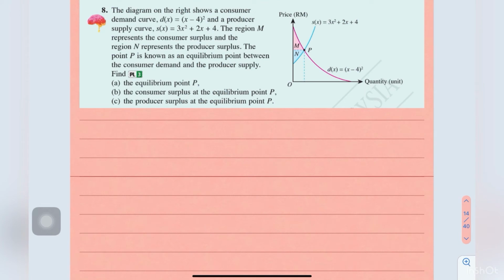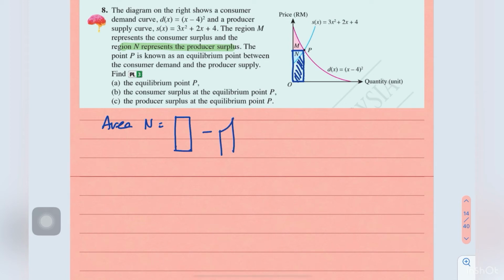8C, find the producer surplus at the equilibrium point P. Okay, so from the question, region N represents the producer surplus. Okay, so now we are going to find the area of region N. So to find area N, actually the shape of rectangle, minus area under the graph. Okay, so just now point P is 1, 9. So area of rectangle is 1 times 9.